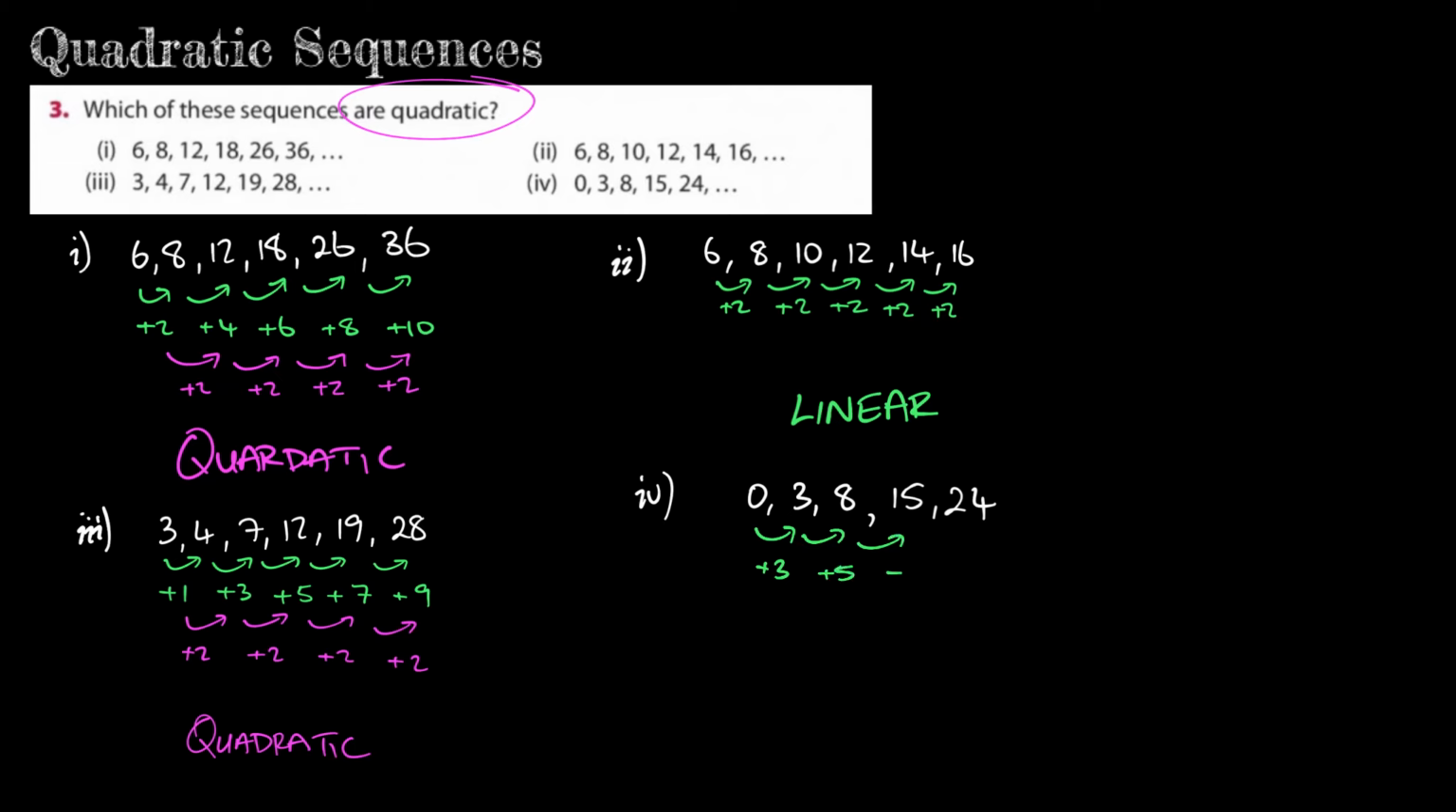adding 7, and adding 9. That's my first difference. You can see there the first difference seems to be increasing by 2, but let's just make sure of that. So 3 to 5 means add 2, 5 to 7 just means plus 2, 7 to 9 just means plus 2. So you can see there that this pattern is developing based on the second difference, and the second difference is constant in this case, so this one is also going to be quadratic.